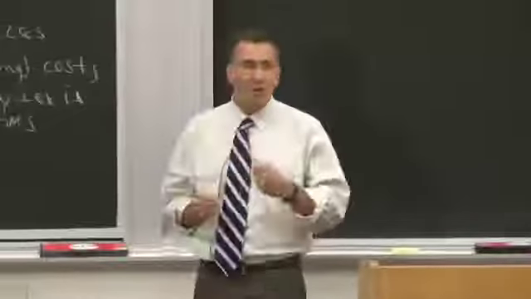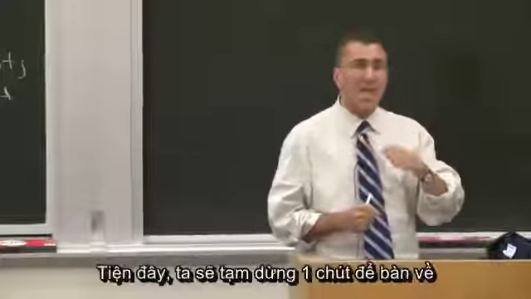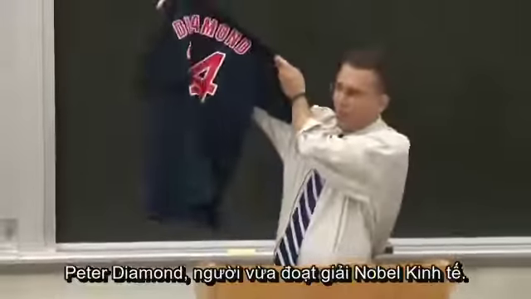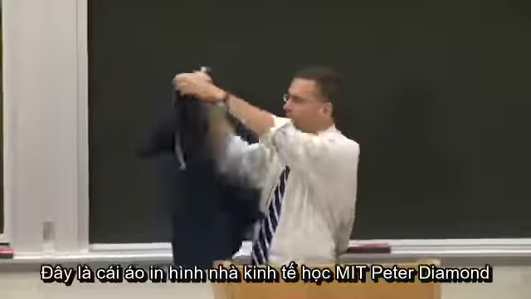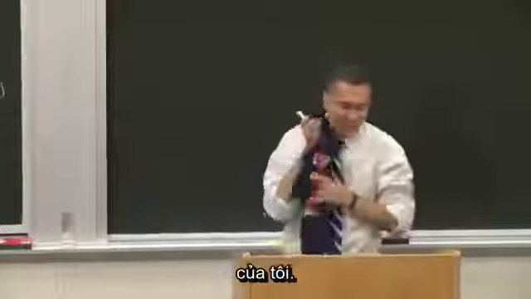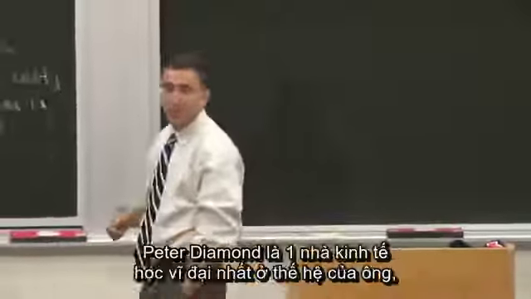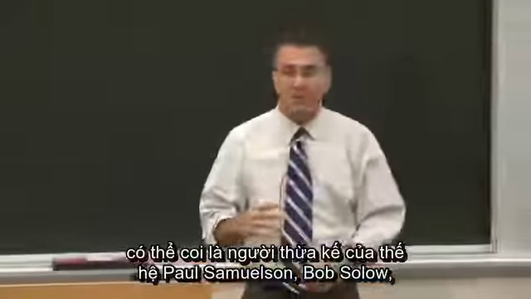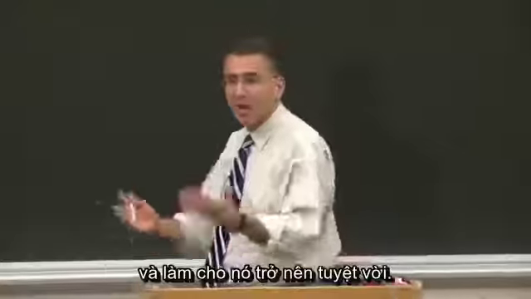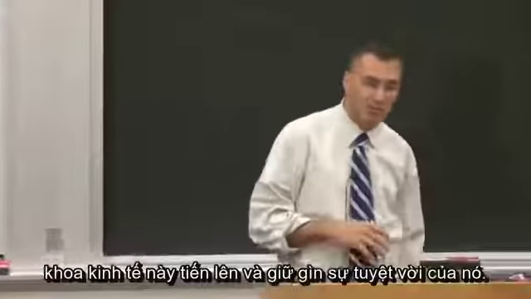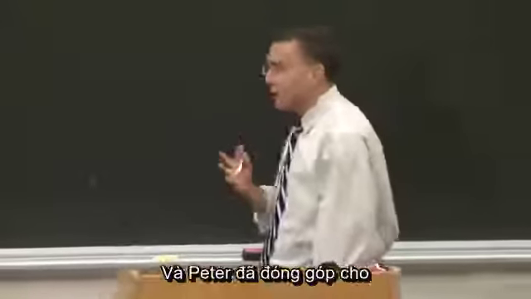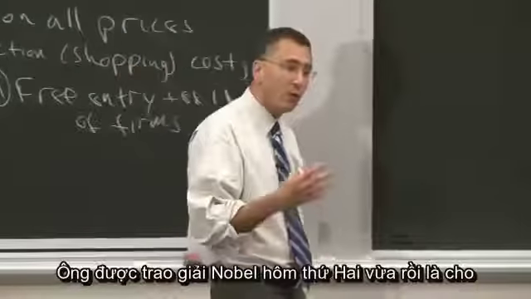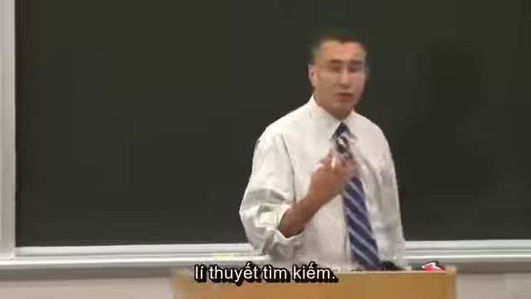Any questions about that? Now, that provides a good moment to pause and talk about Peter Diamond, who just won the Nobel Prize in economics. This is my MIT Econ Peter Diamond shirt. Peter Diamond is the greatest economic theorist of his generation, the heir of the Paul Samuelson, Bob Solow generation that founded this economics department and made it great. Peter was the next generation that led this department forward and kept it great. Peter has made contributions throughout economic theory and should have won the Nobel 10 times over. What they finally gave it to him for on Monday was search theory.